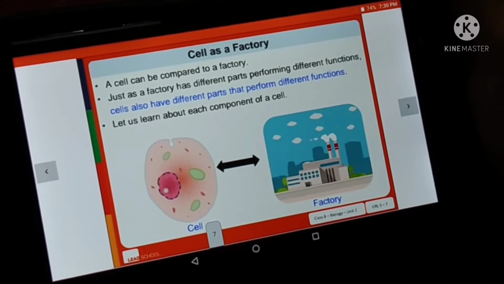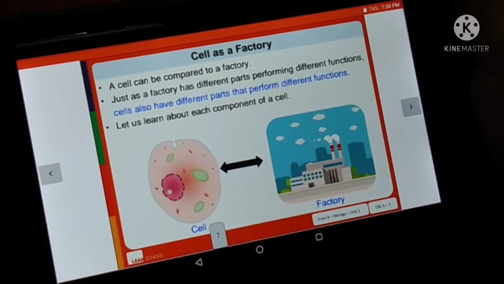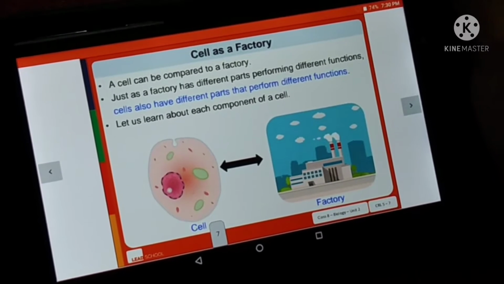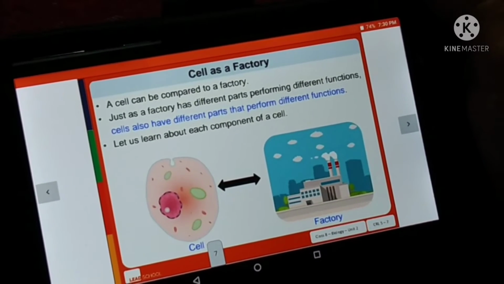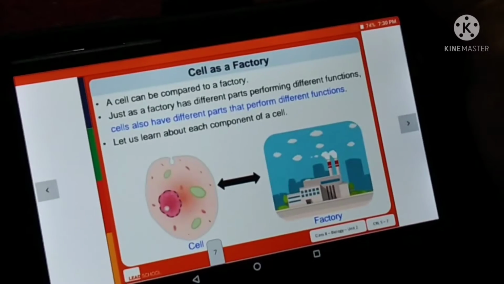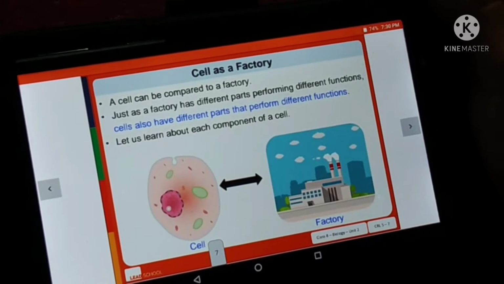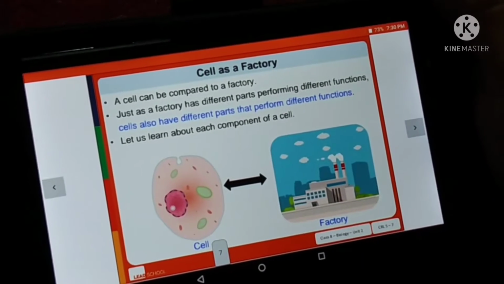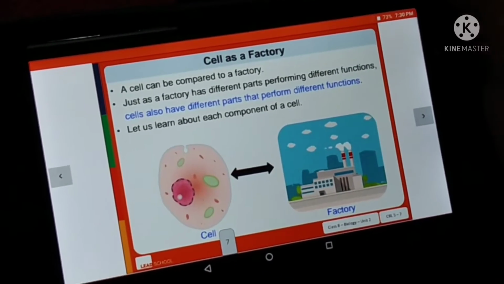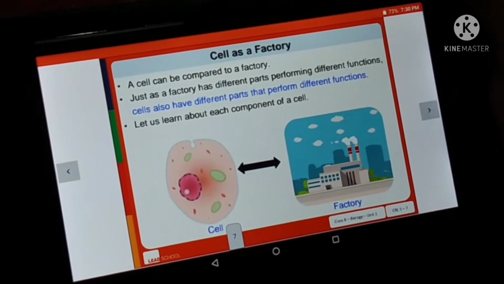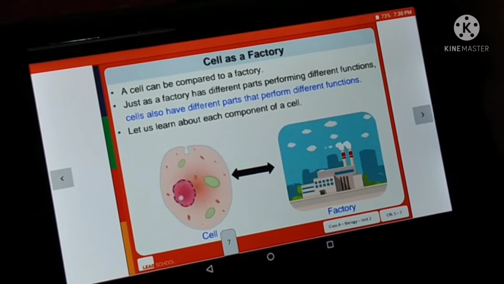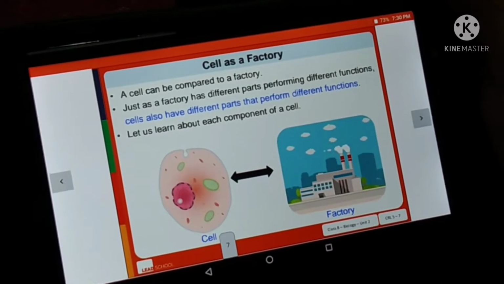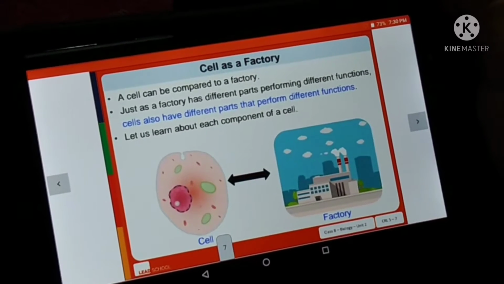Cell as a factory. A cell can be compared to a factory. Just as a factory has different parts performing different functions, cells also have different parts and perform different functions. So let us learn about each component of a cell.